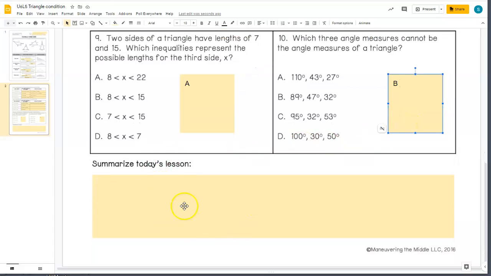So go ahead and summarize today's lesson. Shouldn't take too long, and then you have plenty of time to practice and work on the assignment.